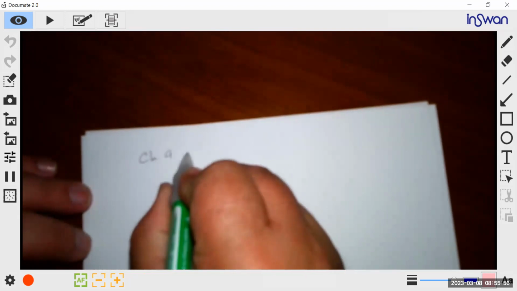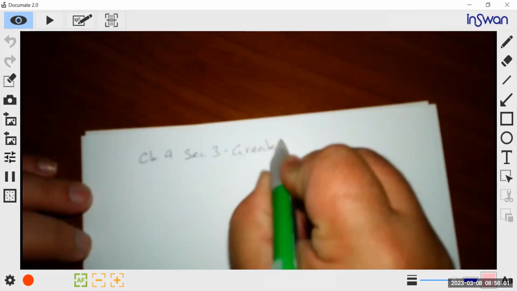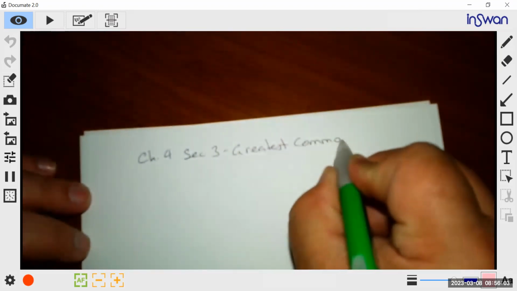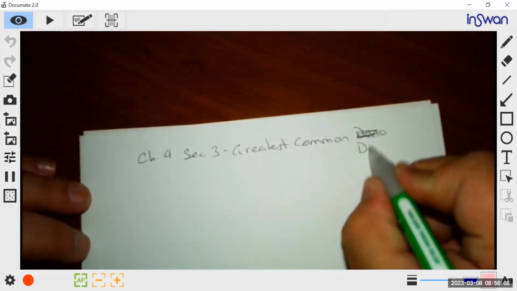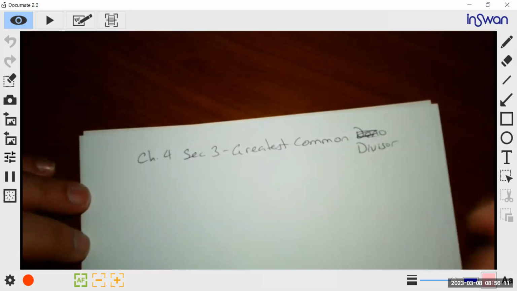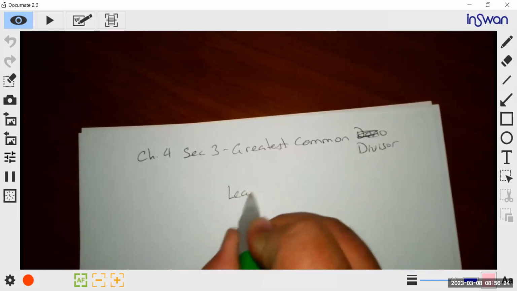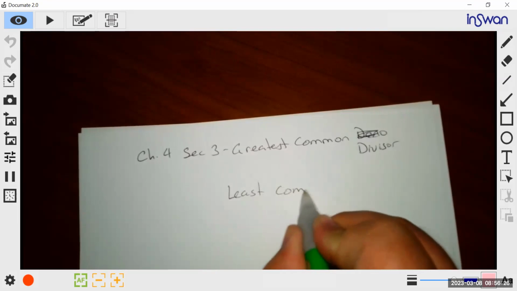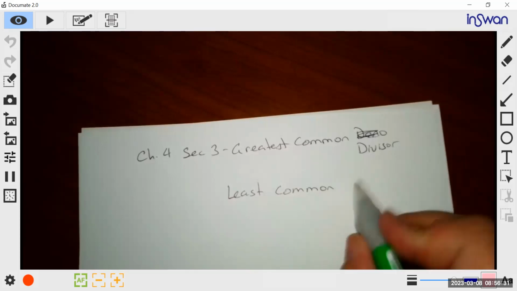Chapter 4, section 3. Greatest common denominator or divisor. GCD, what do they call it? Oh, yeah, divisor. And then least common denominator.